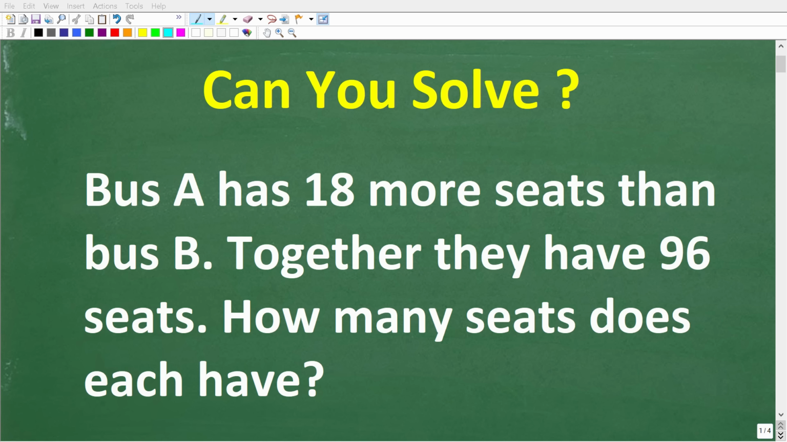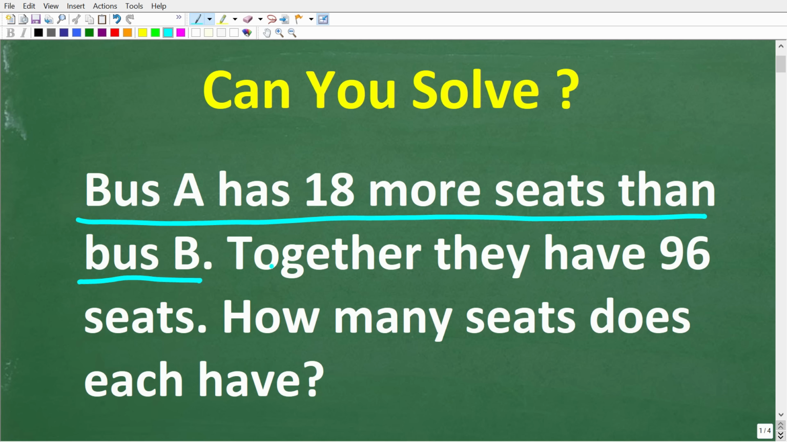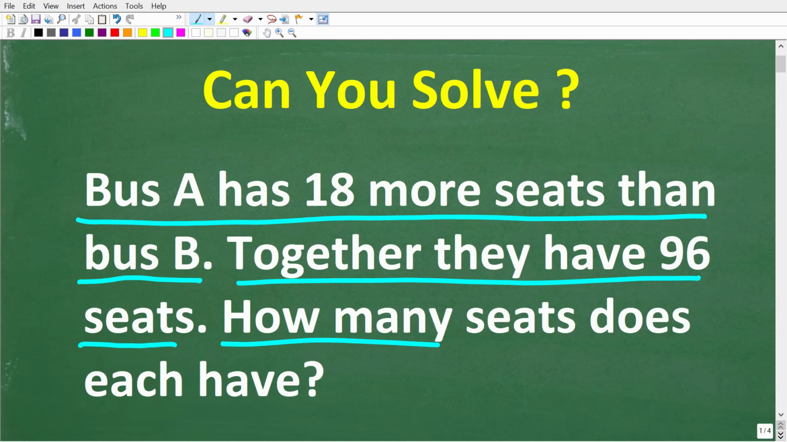If you have good reasoning and basic math skills, well, you should be able to eventually find the solution to this problem. But if you have studied at least 1 year of algebra, you should be able to solve this problem pretty quickly. All right, so let's take a look at the question. Bus A has 18 more seats than bus B. Together, they have 96 seats. How many seats does each bus have?